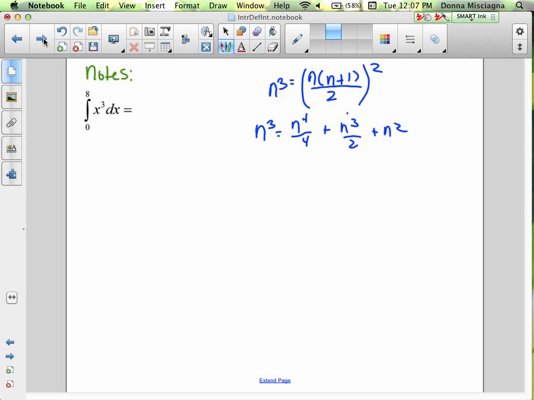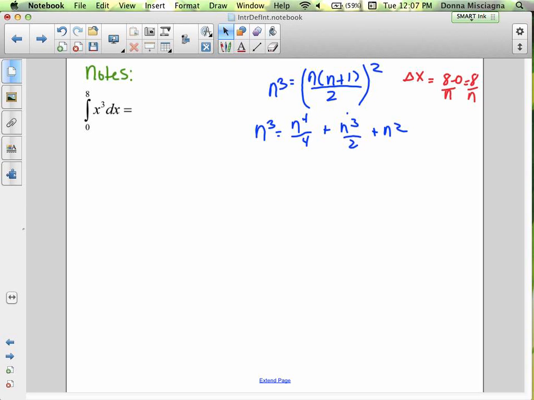Right, and I did put up the formula for the power sum for this one, just because it's probably not as easy for you to remember this one. And of course I have the simplified version, the expanded version, because it will be easier to work with. So first of all, let's find change in x. So change in x is going to be 8 minus 0 divided by n, or 8 over n.